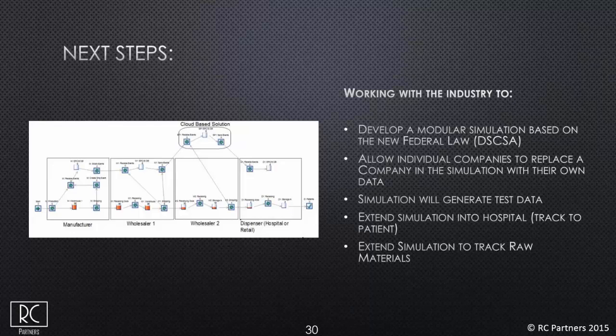At the other end of the supply chain, we're also working with manufacturers to extend the simulation to track the raw material purchases, whether that be APIs or just raw material or excipients, and look at that flow of product coming into the manufacturer, how they track that product, and then through to finished products.